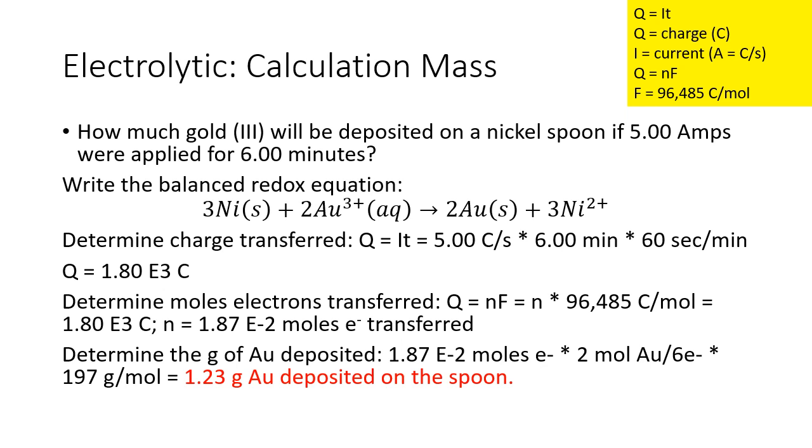Okay, so in total, you have to have a balanced redox equation so you know how many moles of electrons are moving. You use the Q equals IT, the Q equals nF, and then you solve for mass.